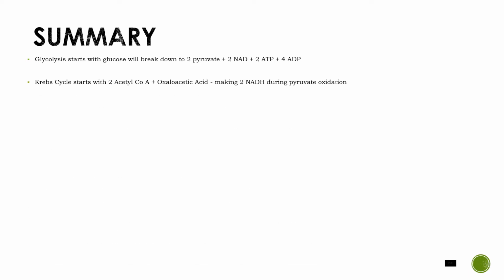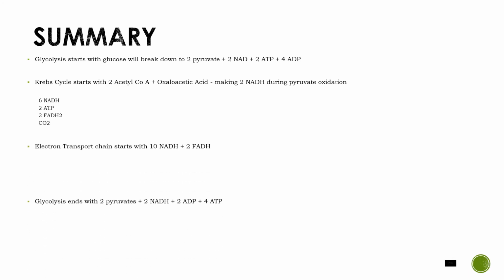General summary of cellular respiration. Glycolysis starts with a glucose molecule which will break down to 2 pyruvates, 2 NADs, 2 ATPs, and 4 ADPs. The Krebs cycle starts with 2 acetyl-CoA in addition to oxalic acid, which makes 2 NADH during pyruvate oxidation in the conversion stage, leaving with a total of 6 NADH, 2 ATPs, 2 FADH2s, and carbon dioxide. The electron transport chain starts with 10 NADHs and 2 FADHs.